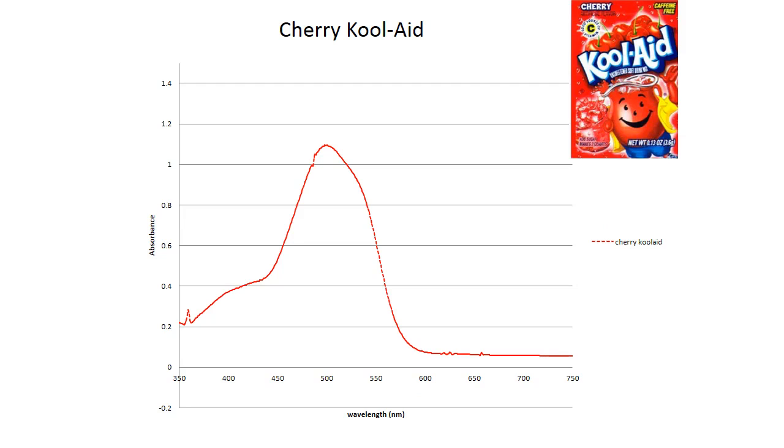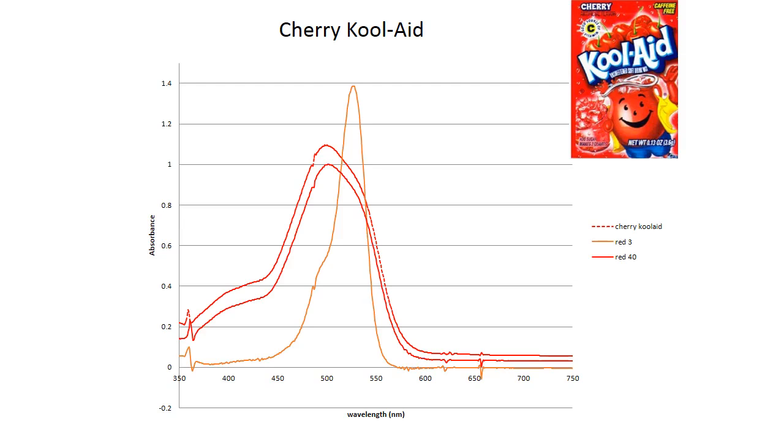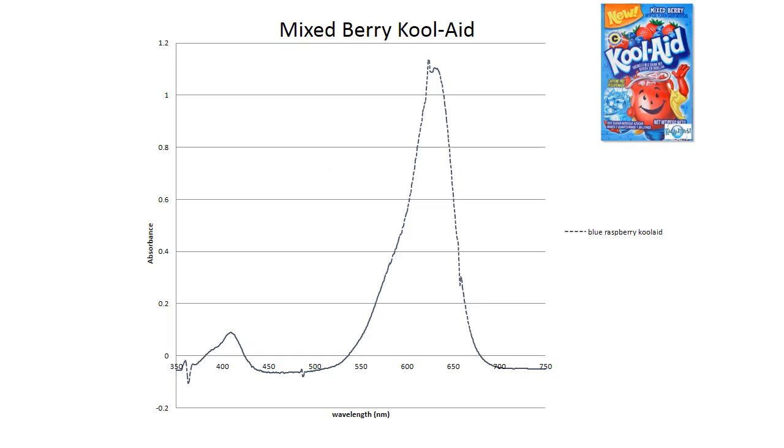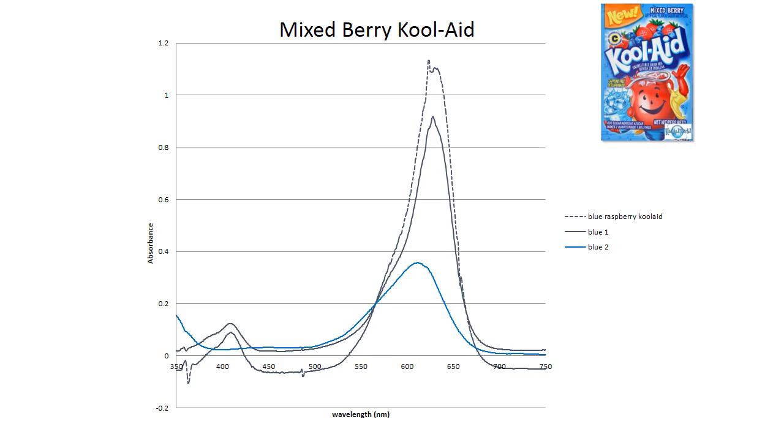Now, cherry Kool-Aid looks like this. Check the ingredients. It doesn't list anything other than red. Mixed berry, it's listed here as mixed berry, but on this little line here it says blue raspberry. So I don't know if that's colors or if I just thought it was blue raspberry. But anyway, this blue raspberry or mixed berry appears to be just blue number 1, no blue 2, and no other color.